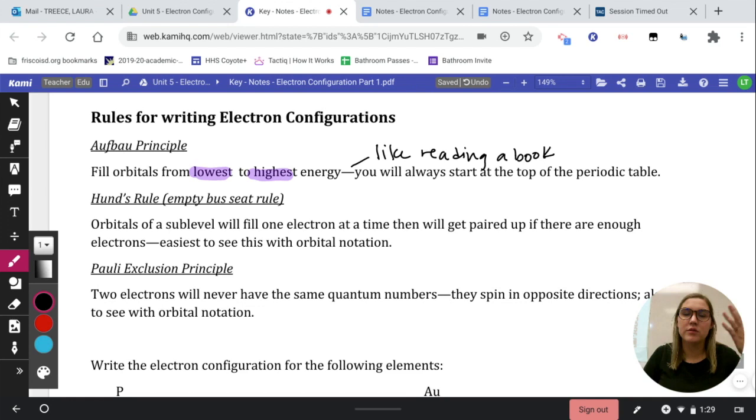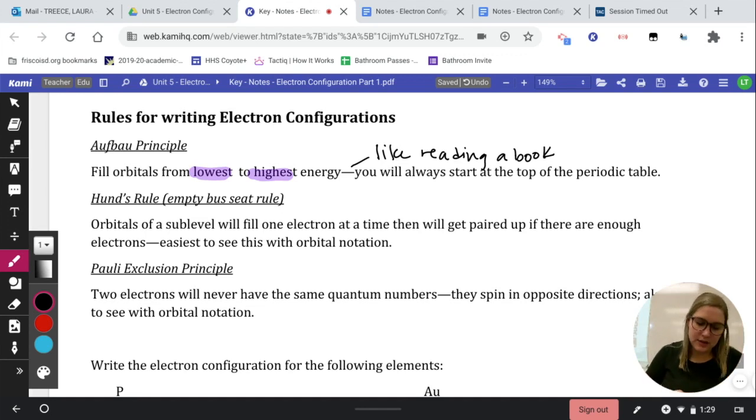So I can't fill the 2s orbital before the 1s is filled. The first energy level has to be filled before you can move on to the second one. That's kind of the general rule. So I always like saying reading our periodic table is like reading a book, left to right, top to bottom.